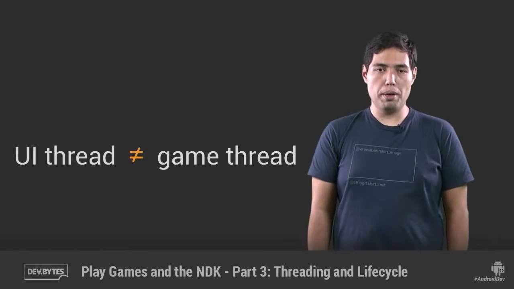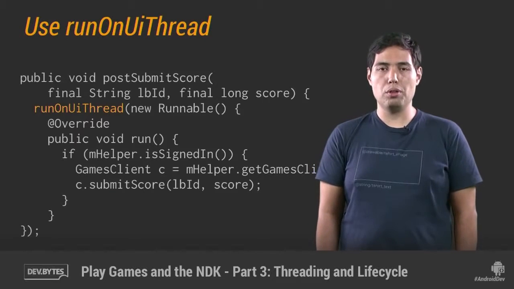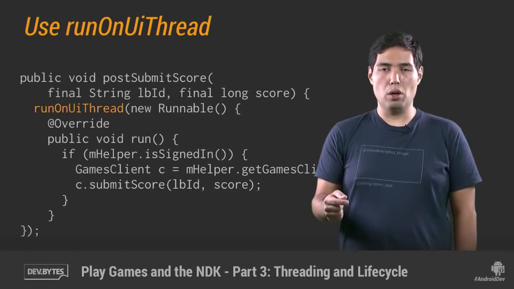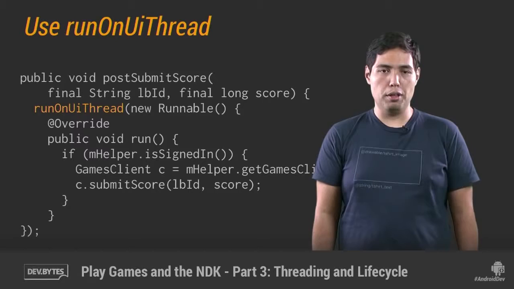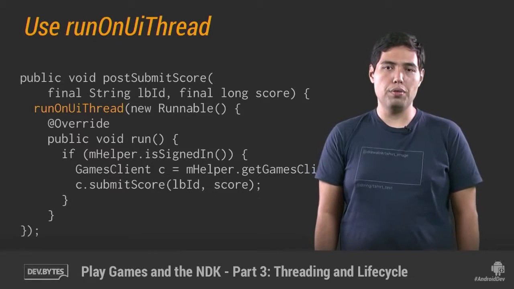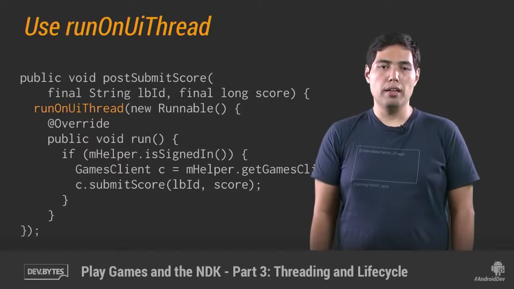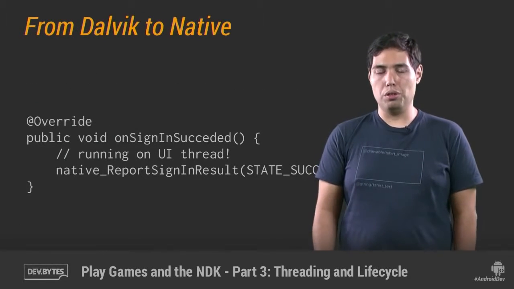So usually one of the patterns that you can use to manage that difficulty is just create methods called post something something, and then those methods post to the UI thread, and then on the UI thread you actually use the game helper to make the corresponding API call. So something like this, post submit score, which we covered on the last video. You just call that from the native side, and then that posts to the UI thread. How do you call this from the native side? Well, you can just use JNI.